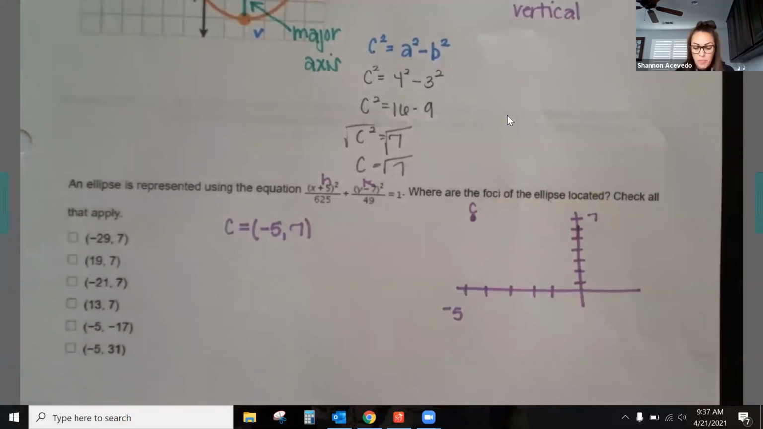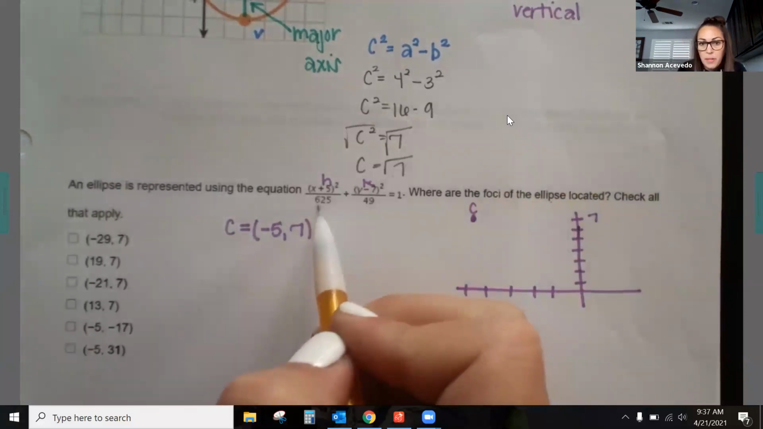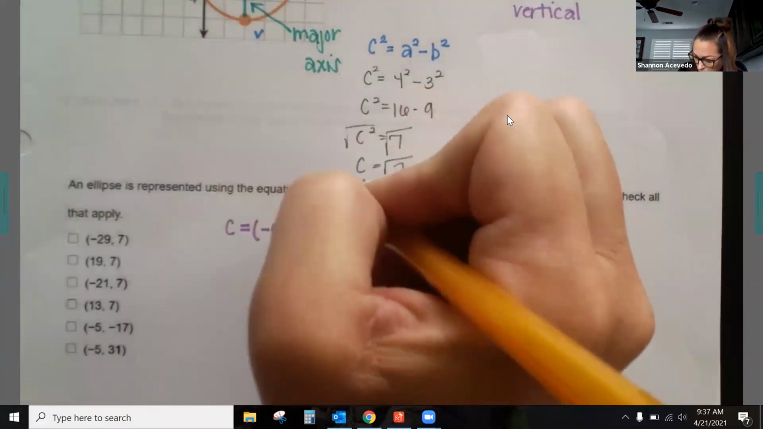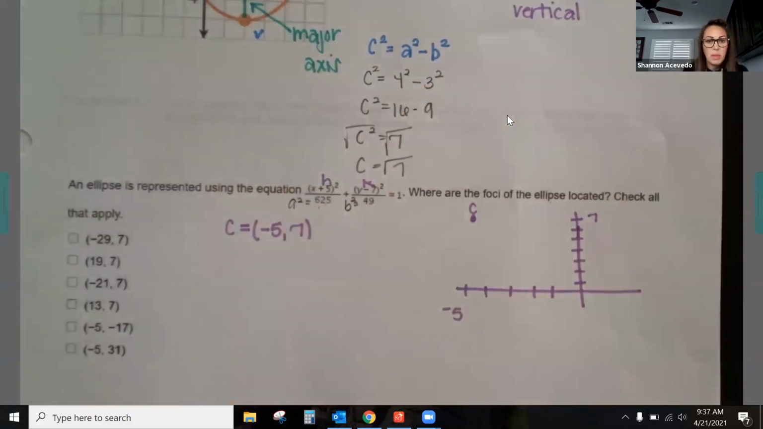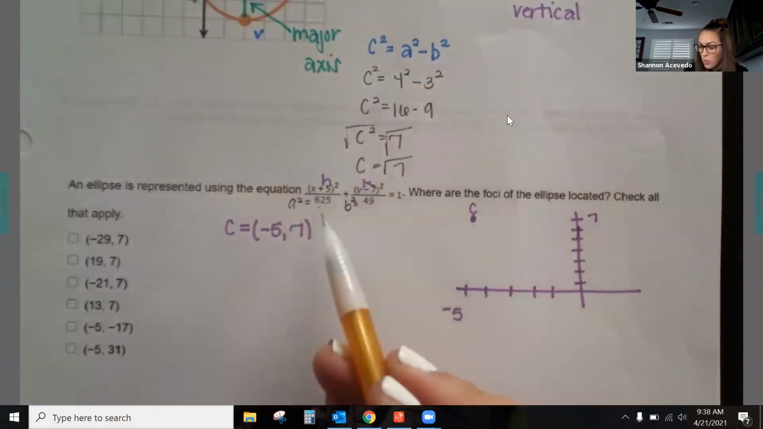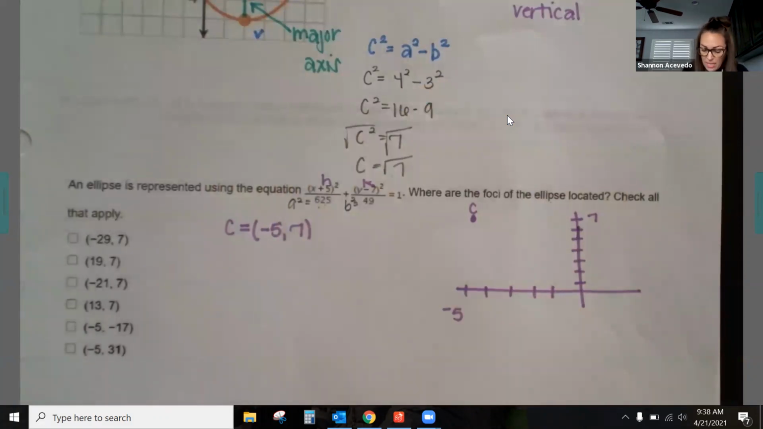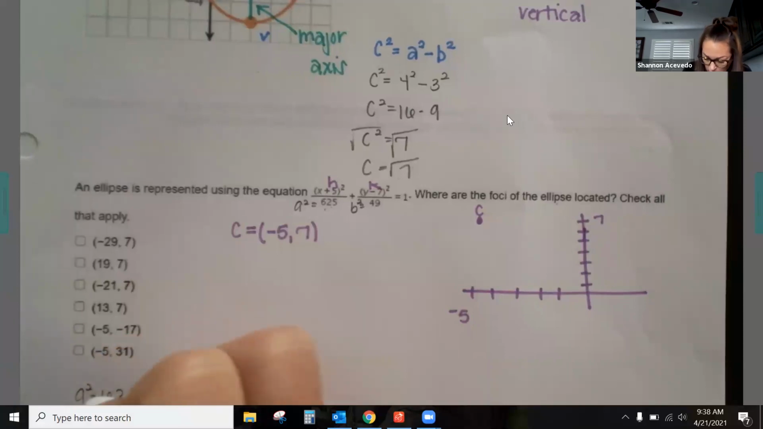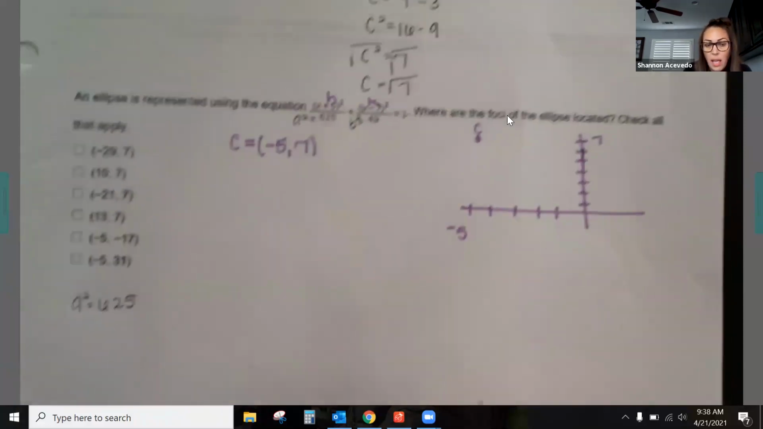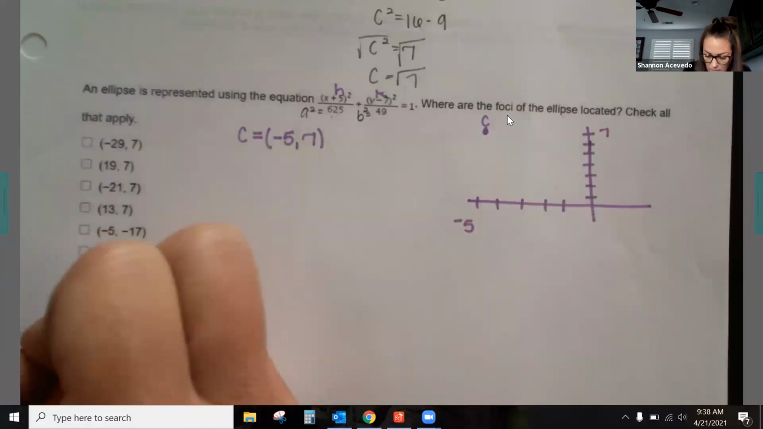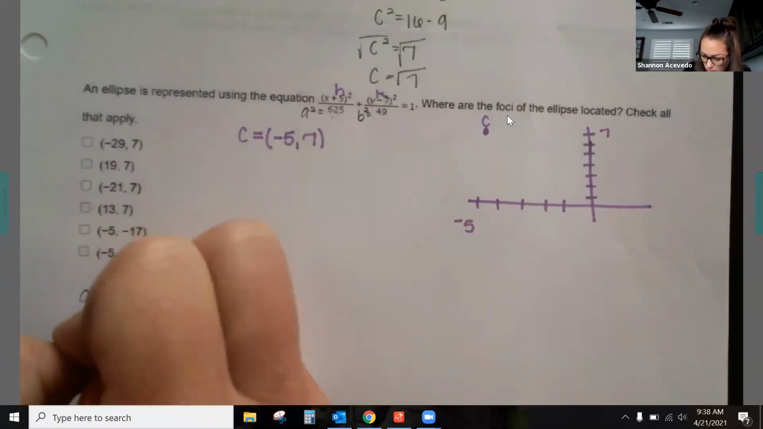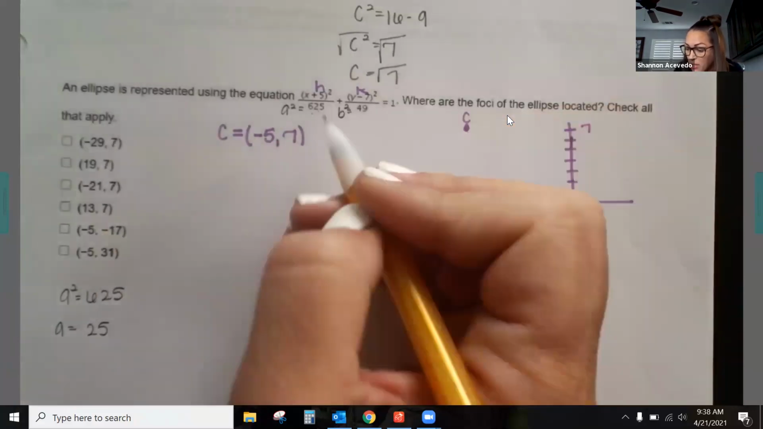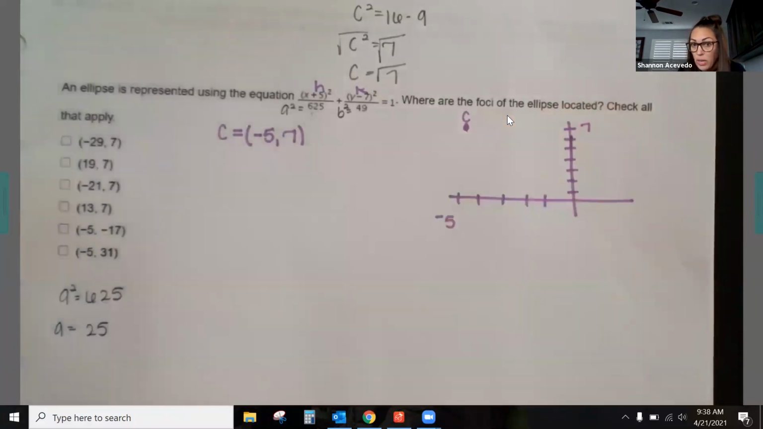Okay. Here's what else I know. This piece right here is my A squared. This piece is my B squared. Remember, my A squared is always going to be the bigger one. So my A squared is 625. If A squared is equal to 625, then A is going to equal 25, right? So from my center, A is under my X, so I'm going in the X direction.